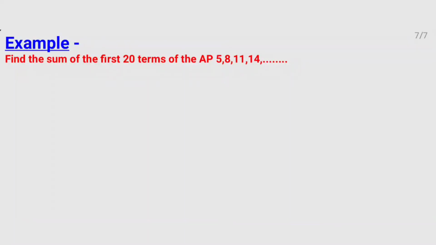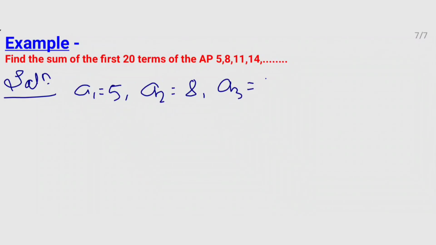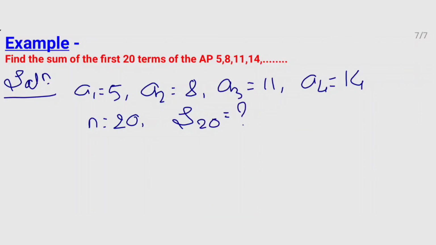So take one example. Find the sum of the first 20 terms of the AP 5, 8, 11, 14, and so on. So let me solve here. Solution. So here the first term a1 equals 5, the second term a2 equals 8, the third term a3 equals 11, and the fourth term 14. And here we want to find the 20th term. It means n equals 20 is given, and here we want to find S20, the sum of the first 20 terms.